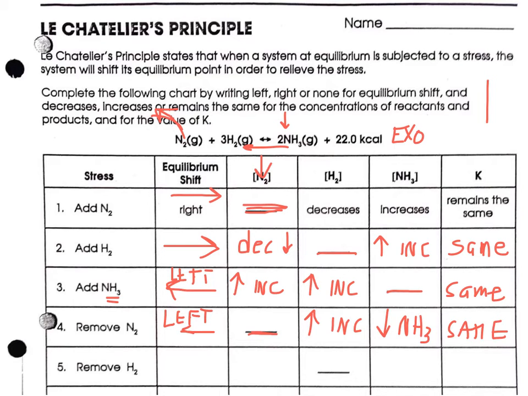Lastly, if we remove hydrogen, that's basically like removing nitrogen. It's removing a reactant. So the equilibrium is again going to shift to the left. If it shifts to the left, then the nitrogen will be produced. This was the variable we changed. Ammonia is going to decrease because that's going to be consumed, and the equilibrium constant will stay the same.